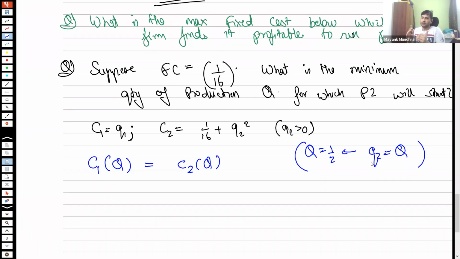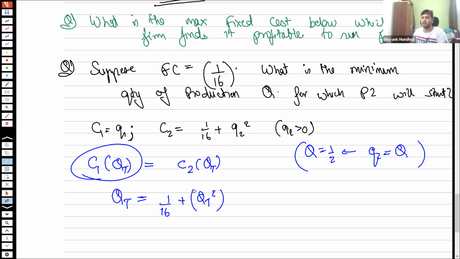When he decides to start the plant, since this quantity is less than half, he will shift the entire production from plant 1 to plant 2. So below this threshold quantity QT, producing everything in plant 1 is better, and above QT, till half at least, producing everything in plant 2 is better. So the cost of producing this entire quantity in plant 1, which is QT, should be equal to the cost of producing this entire quantity QT in plant 2, so 1/16 plus QT square. So that is basically your answer.